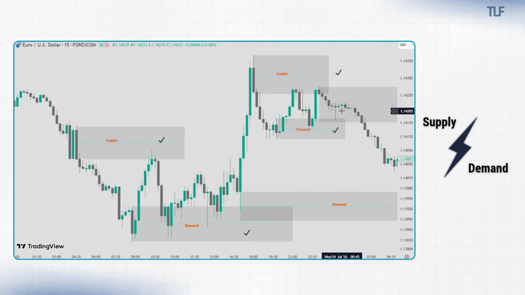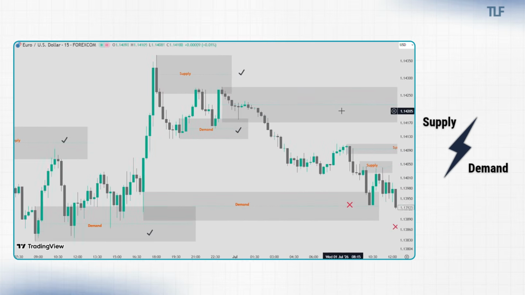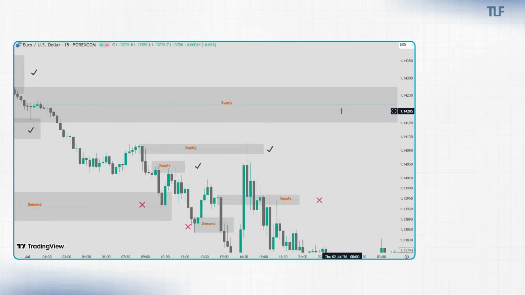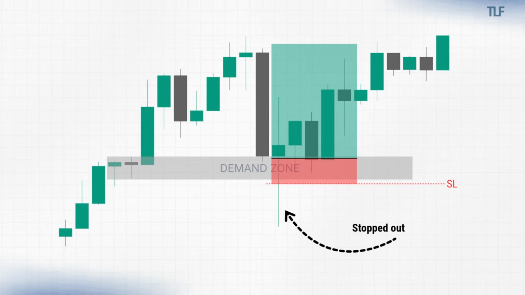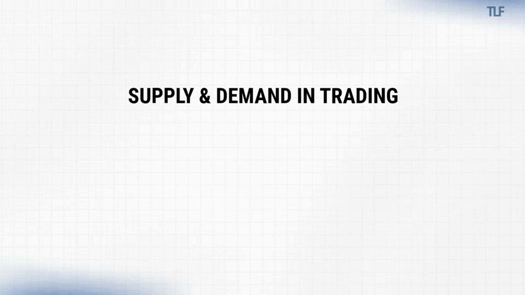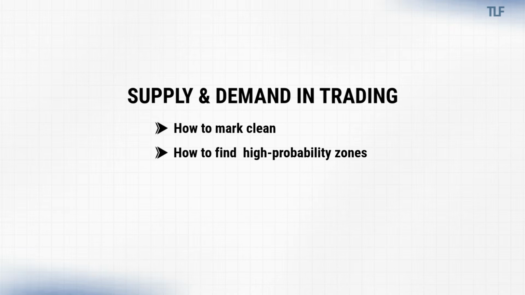Supply and demand gets mentioned in basically every single trading video. But let's be honest, some traders draw them completely wrong, get stopped out, and then blame the strategy. Today, we are fixing that. We're going to cover exactly what supply and demand actually means, how to mark clean, high-probability zones instead of just guessing, and 2 specific ways to trade them.